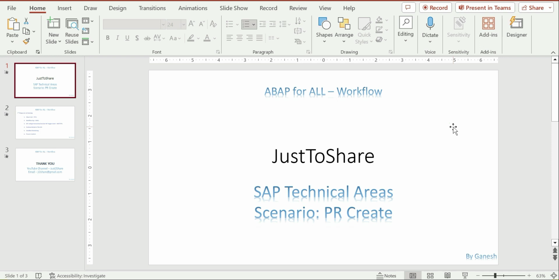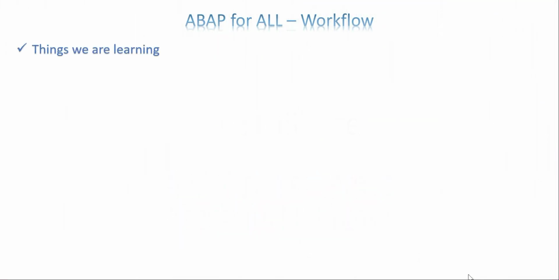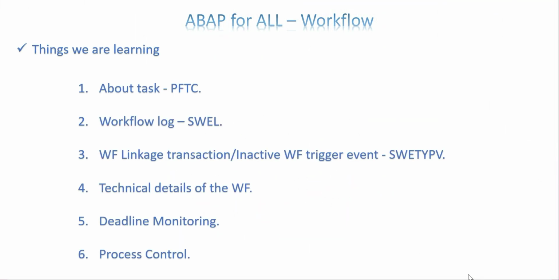Hope you're doing wonderful. In this video, we are going to see the purchase requisition create option in the workflow process. Along with that, we are going to see about the task. So the transaction is PFTC. To create, display or modify the task, normally we use PFTC.